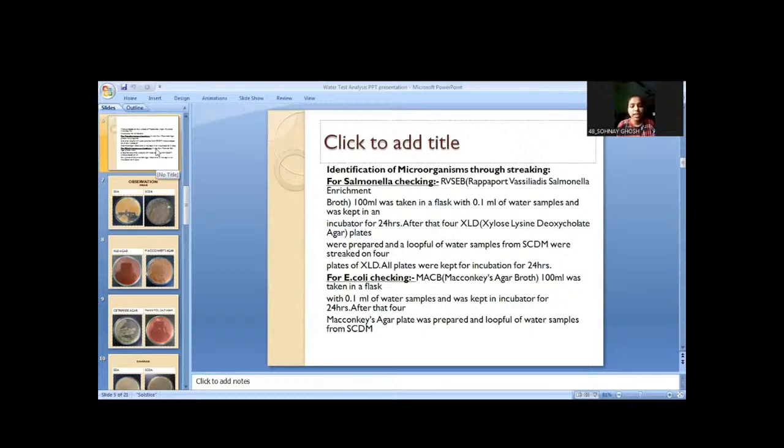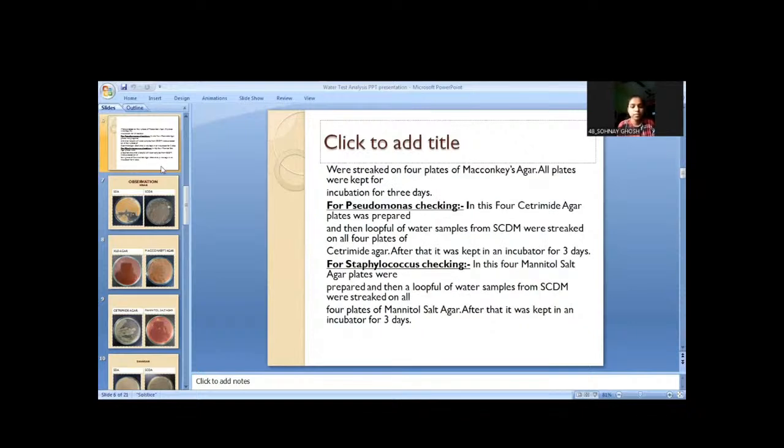All plates were kept for incubation for 24 hours. For E. coli checking, we used MacConkey's broth. 100 ml was taken in a flask with 0.1 ml of water sample and kept in an incubator for 24 hours. After that, 4 MacConkey's agar plates were prepared and a loopful of water sample from the broth was streaked on the 4 plates of MacConkey's agar. All plates were kept for incubation for 3 days.